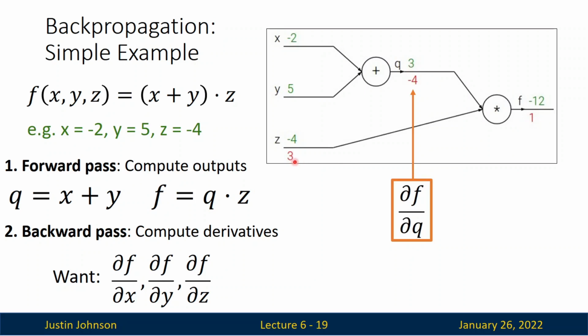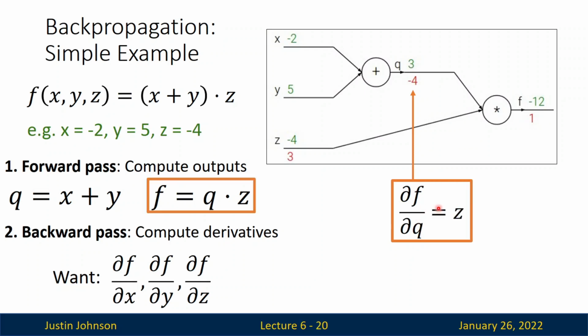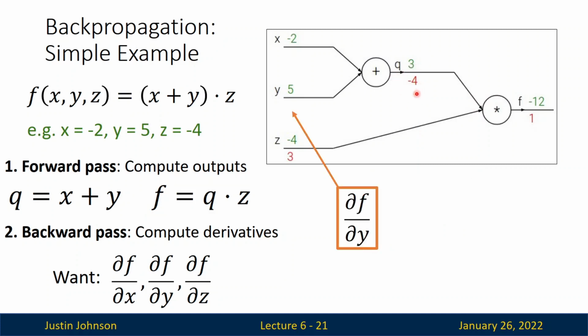Okay, and then df/dq. Again, we know the value should be z, and we also know the value of z is -4. So df/dq is the value of z, so the value is -4 here. Okay, and then we want to know df/dy.